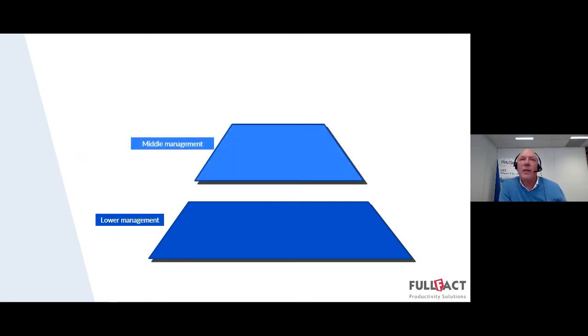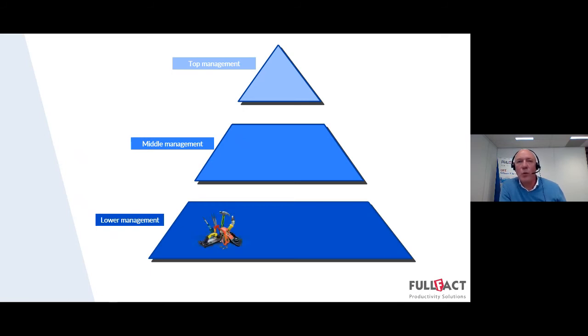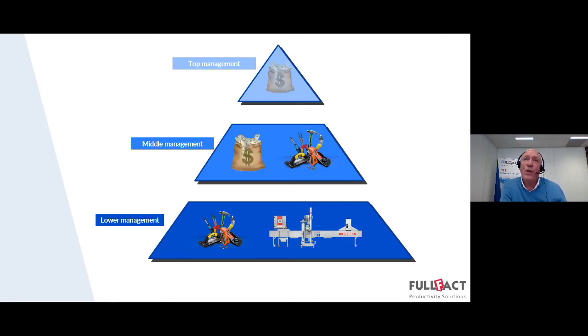Next is the pyramid of communication within a company. Bottom line, lower management. That means team leaders, shop floor, etc. Middle management. And at the end, we have top management. And they all have their own interest. Lower management is interested in tools, production line. Middle management in tools, production line, and budget. Top management is interested in money.